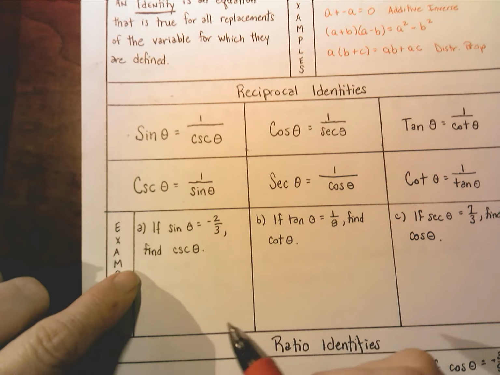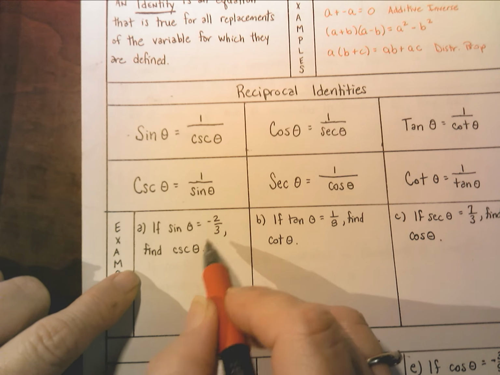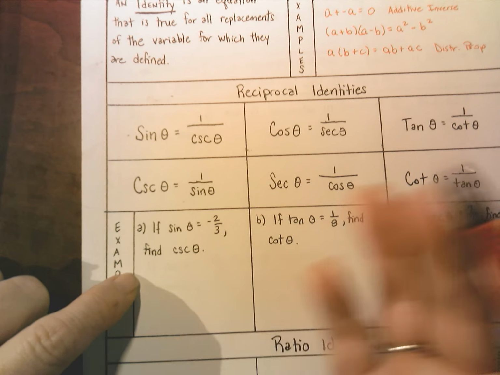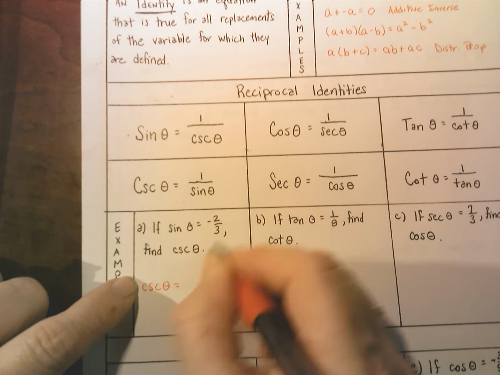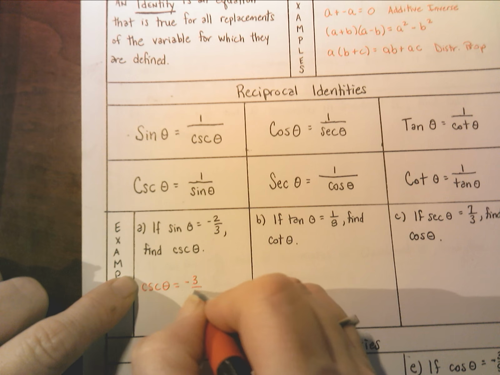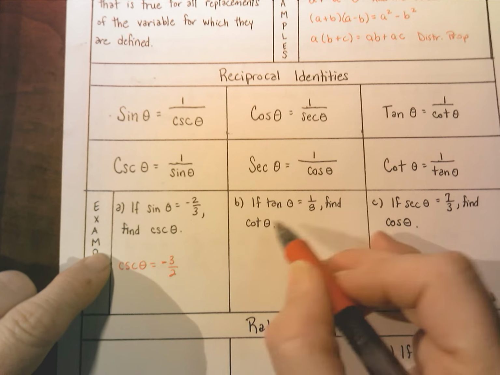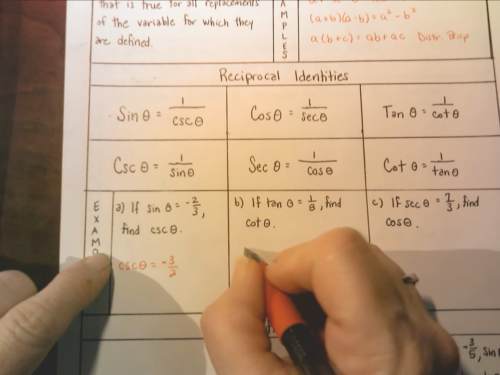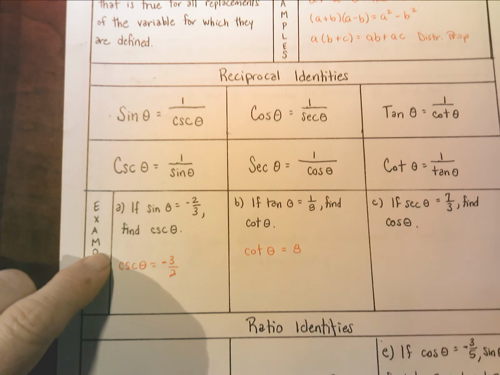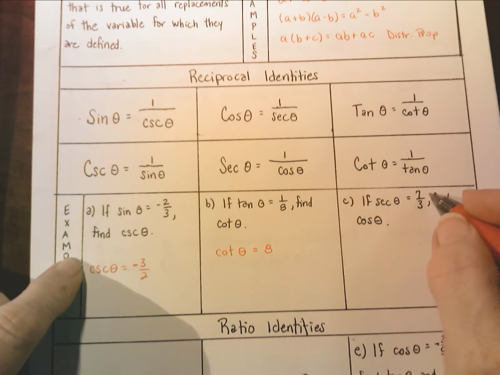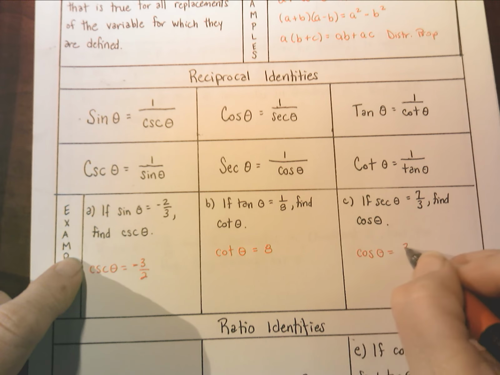In these examples, if sine of theta is equal to negative 2/3, find cosecant. Well, cosecant is just the reciprocal of sine, so the reciprocal of negative 2/3 is negative 3/2. Nothing difficult there. If tangent is equal to 1/8, find cotangent. Again, these are reciprocals of each other, so the cotangent would be 8/1, or 8. And if secant is 7/3, cosine is the reciprocal of that, which would be 3/7.